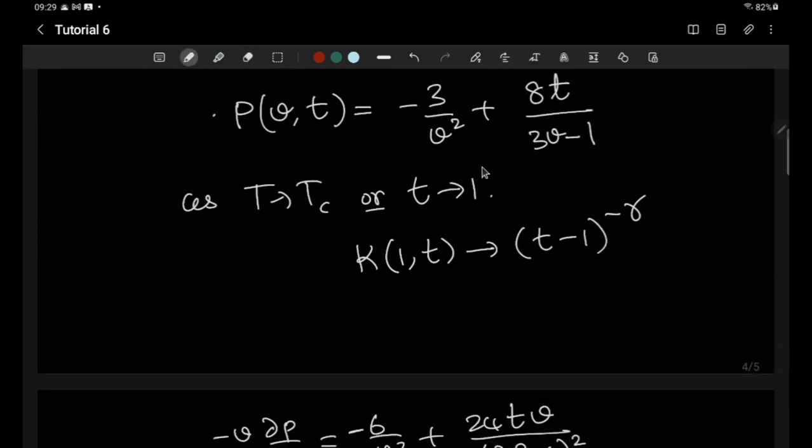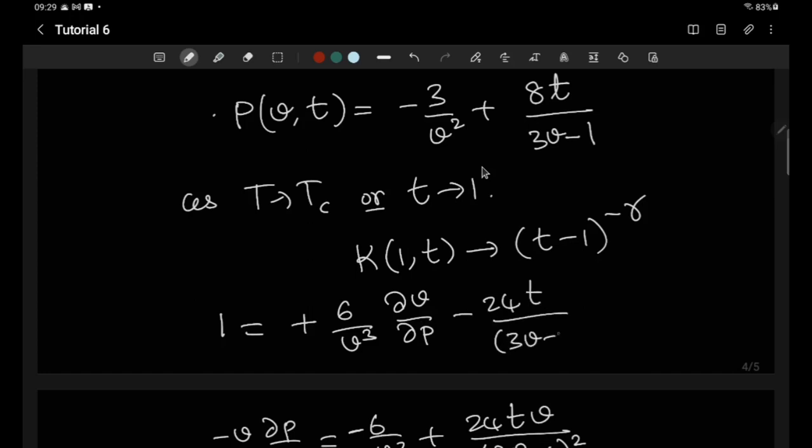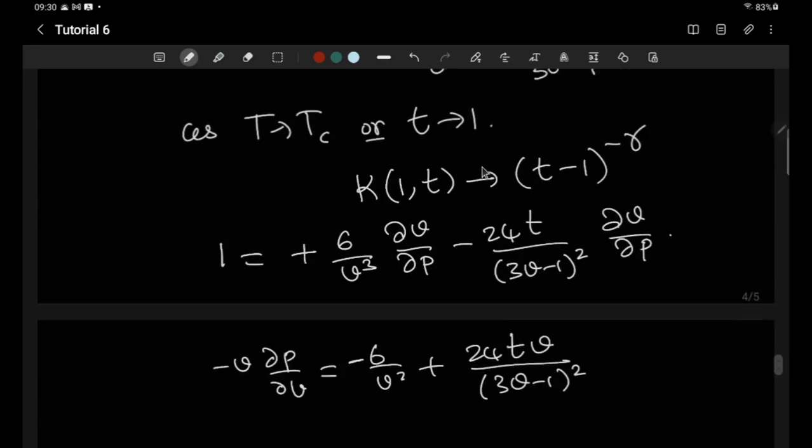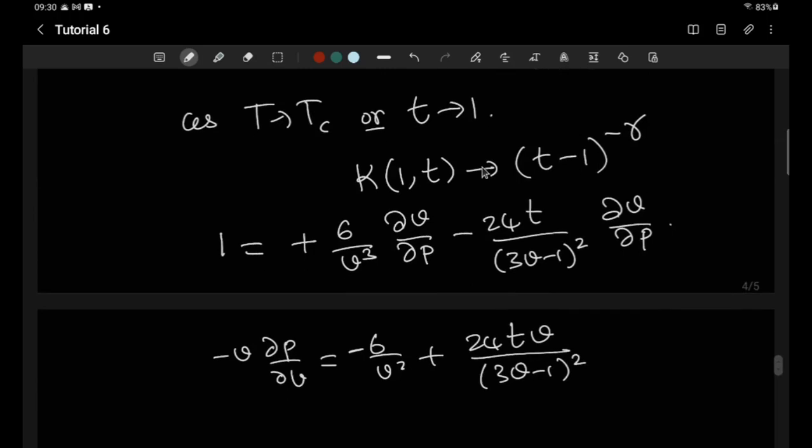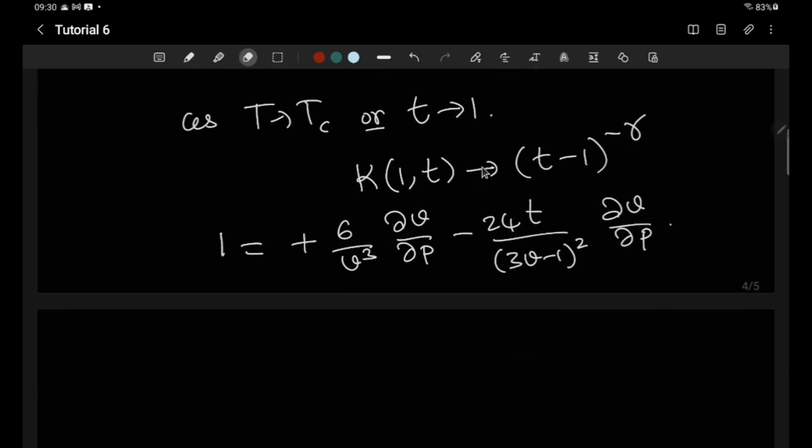So I have to take 1 equal to, okay, let's just do that, minus 6 over v cubed dv by dp, plus 24 t over (3v minus 1) whole squared dv by dt. So instead of inverting, we just do it properly. Actually I could have inverted, but sorry, not being very smart here.